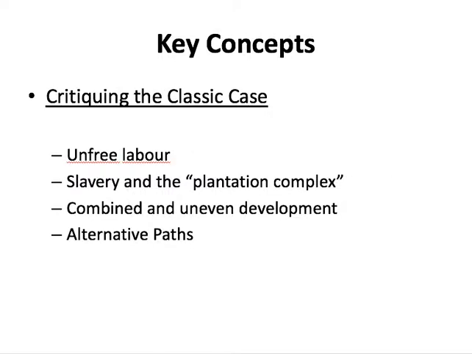The key concepts when we looked at critiquing the classic case were unfree labor, of course, slavery in the plantation complex, which you guys already know, and combined and uneven development. This is the idea that capitalism develops, but unevenly. It develops differently in different parts. This was the idea that capitalism has always depended on non-capitalist forms of production. That's the unevenness of capitalism. You could get a lot of economic growth in one area, but very little in another area. As a result, certain operations can move into that underdeveloped area because it would expect lower wages. Again, we looked at those alternative paths as I went over earlier.